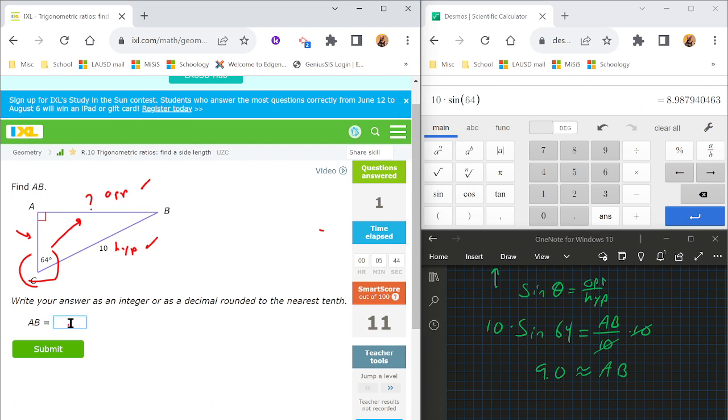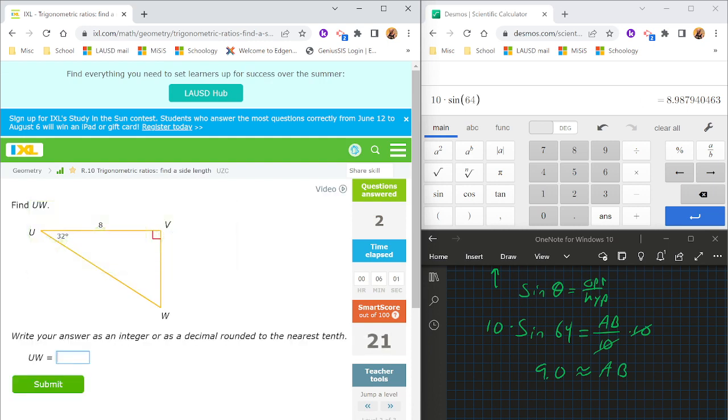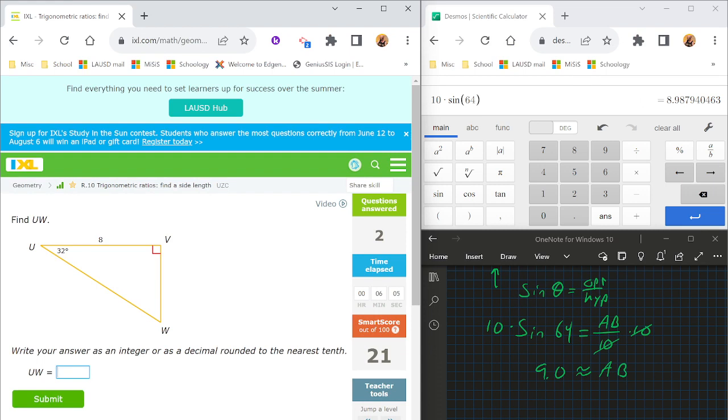I prefer to put in 9.0. I think that's a better answer. Your science teachers will expect that. If you just want to put in 9, I believe it'll take it. Let me check. That's how I find out if these things work. I just try it, and it says good work. 9.0 is a better answer, I will say that. So let's do one more of these. Maybe 2 more. Who knows?